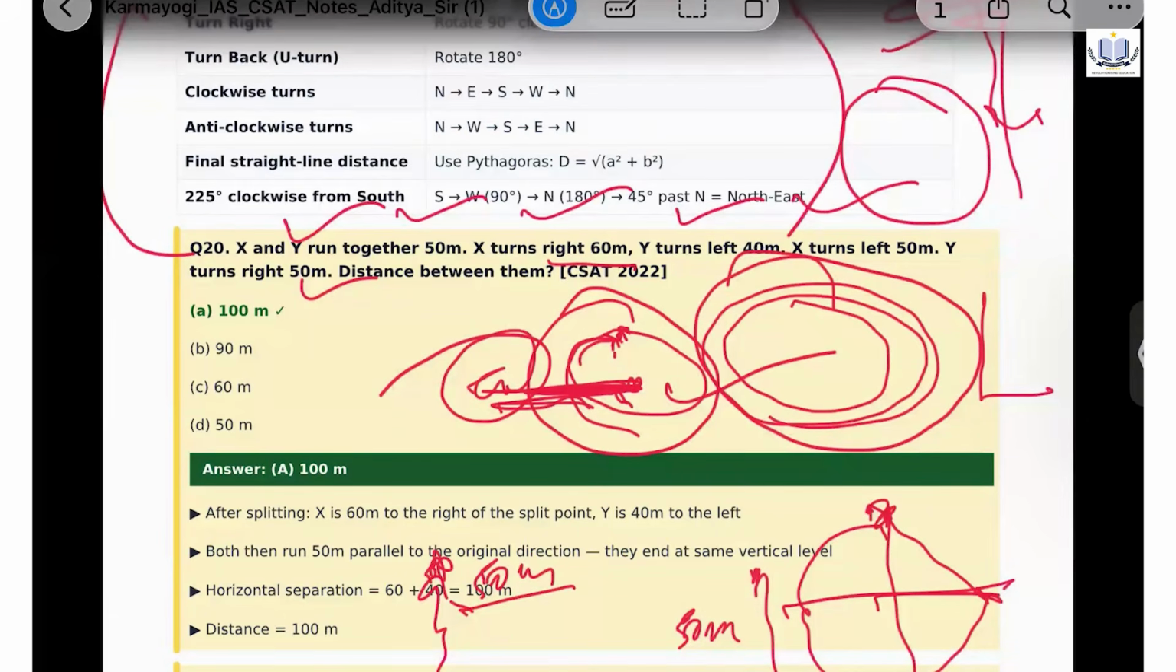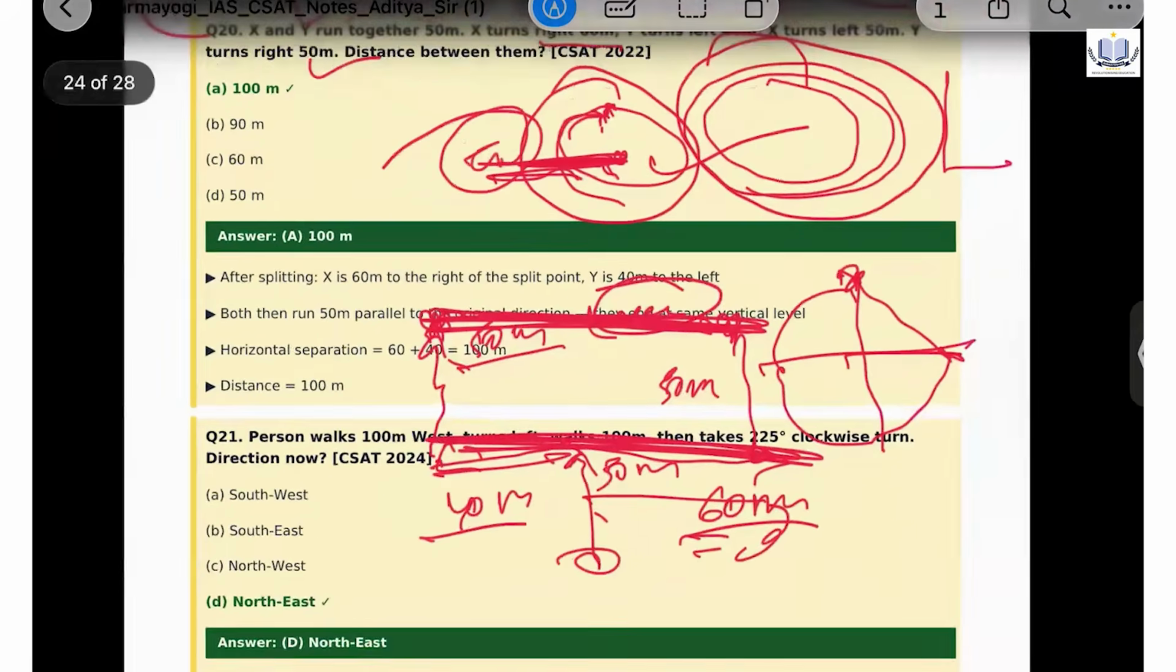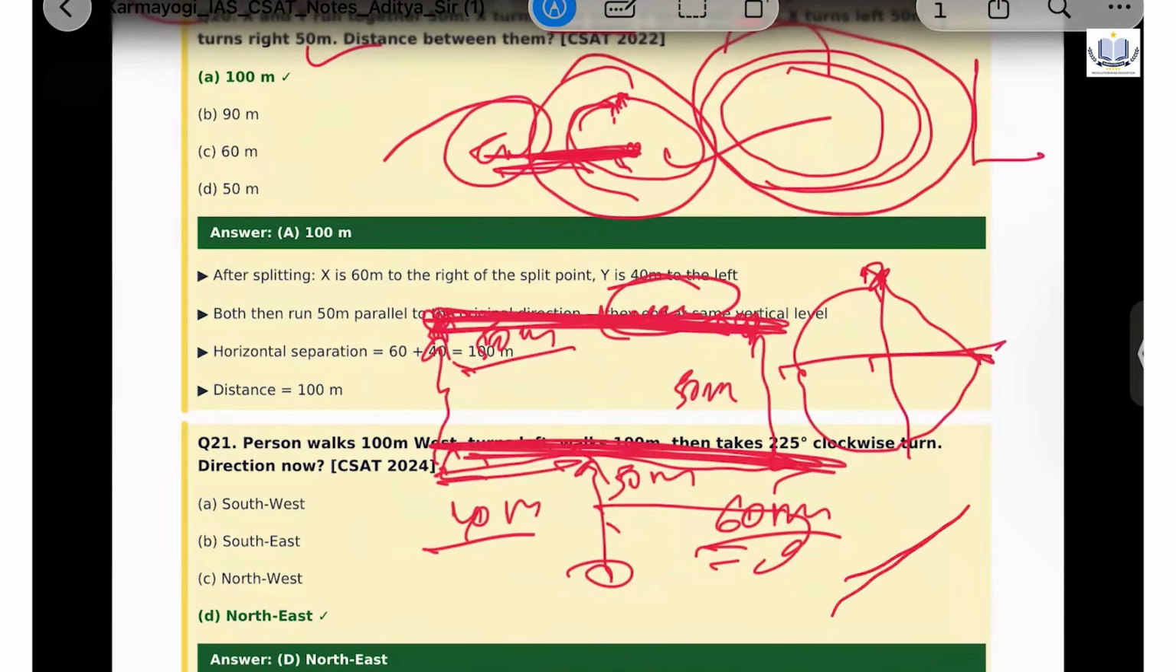Now distance between them, what is the distance between them? तो यहाँ से यहाँ था 40 मीटर, यहाँ से यहाँ था 60 मीटर, तो 40 मीटर plus 60 मीटर equal to 100. Okay, now they are on the same point, right? This is the only difference. So 40 plus 60 equal to 100 meter. ऐसे they can ask you the directions as well. ठीक है, बस you have to just understand the degree.